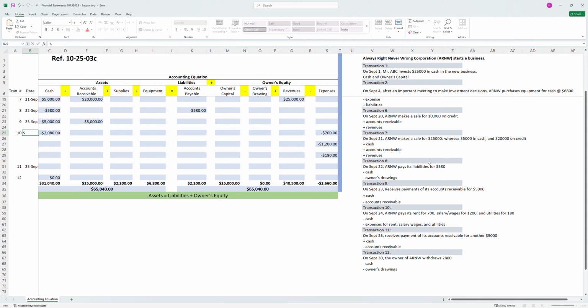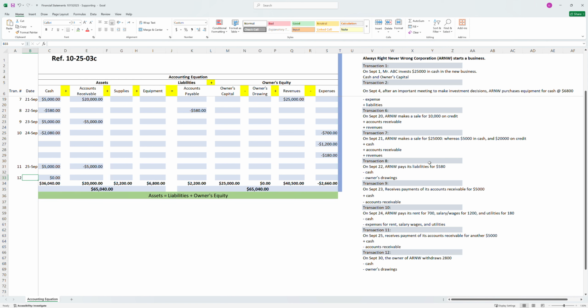So in transaction 11, okay, date is here, September 25th. Oh, I'm sorry, I also did not put the date for transaction 10. So we receive payments for accounts receivable for another $5,000. Great, we have good customers, they bring the money on time. So we increase cash by $5,000 and decrease accounts receivable by $5,000.